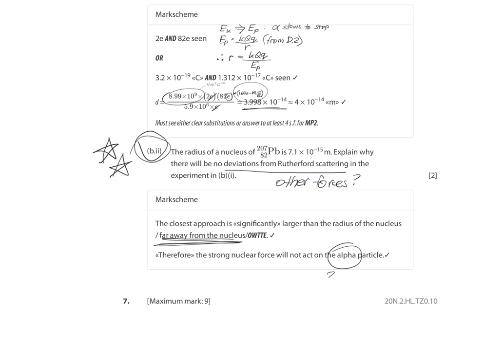Alpha particle is 2 protons and 2 neutrons, right? So those are nucleons. If that alpha particle rolls up on the nucleus and gets too close, gets within the range of the nuclear strong force, then the nuclear strong force will mess with the alpha particle and will actually deviate from Rutherford scattering. So that right there, that's pretty cool. That's important stuff.